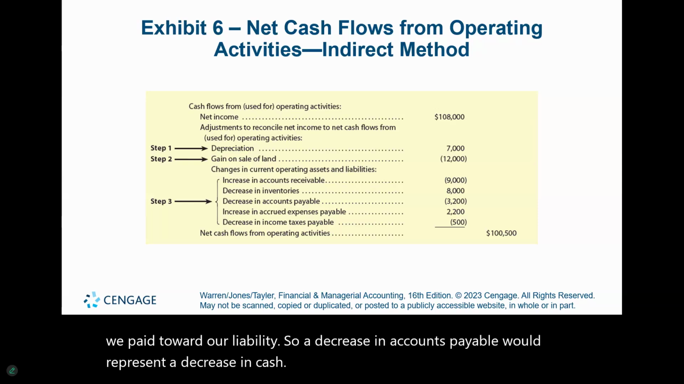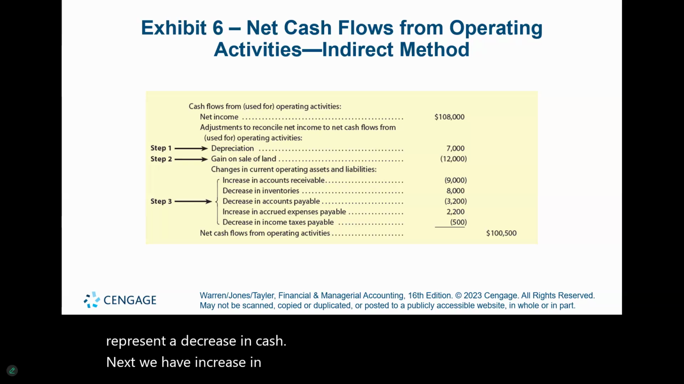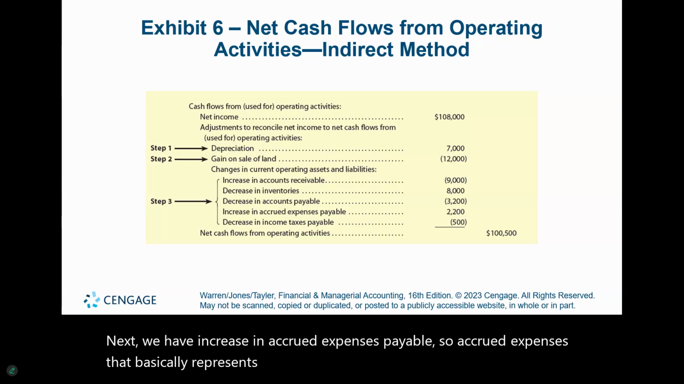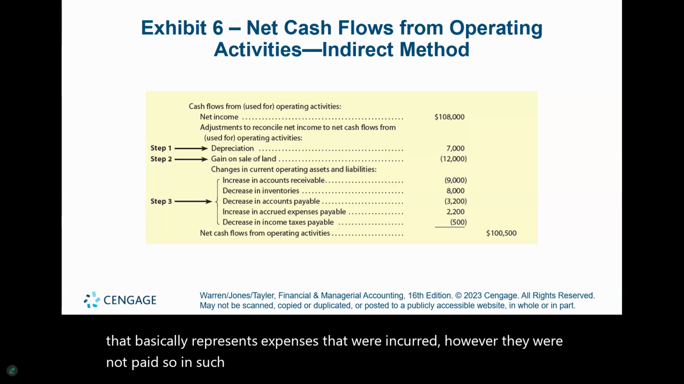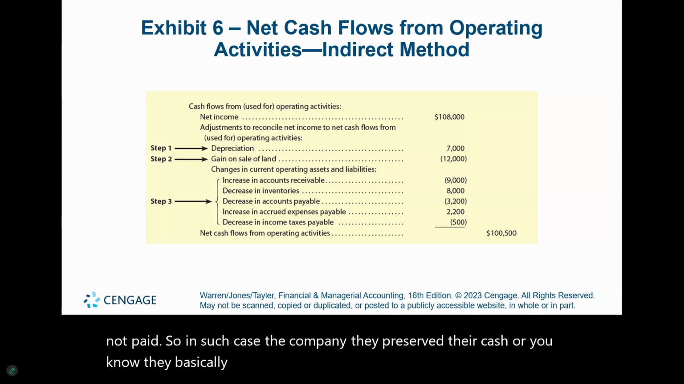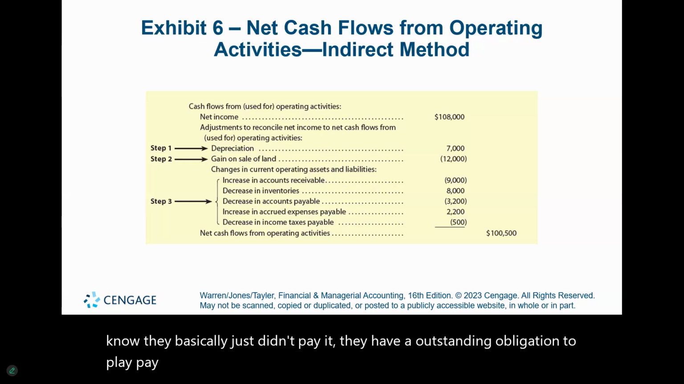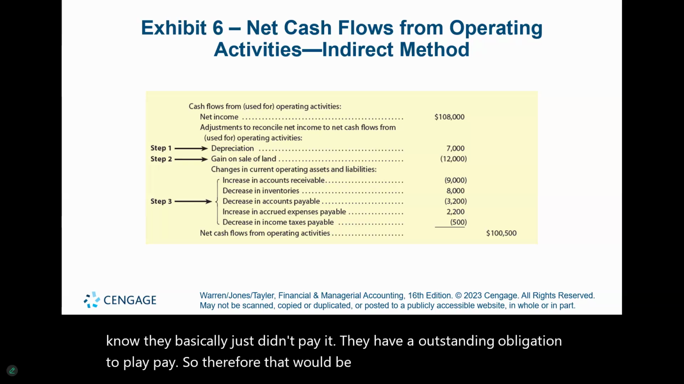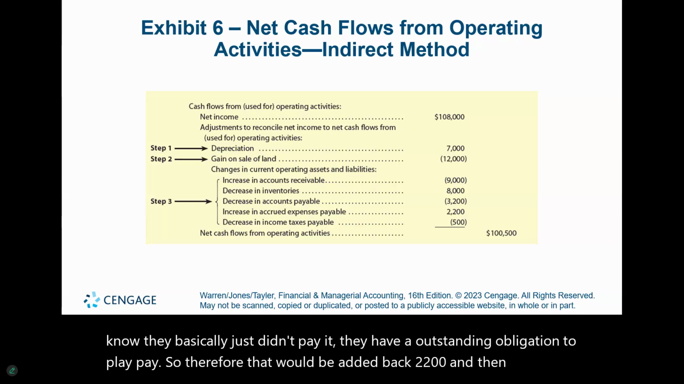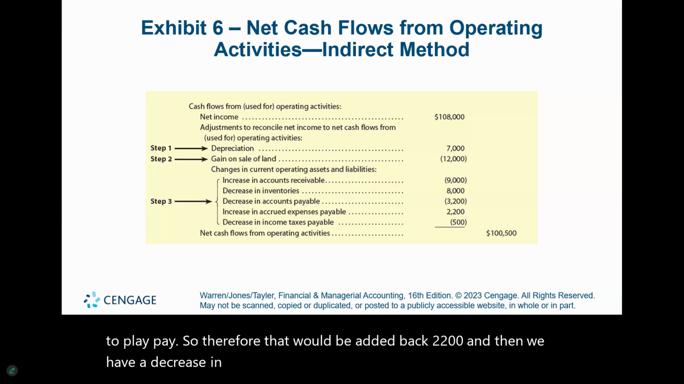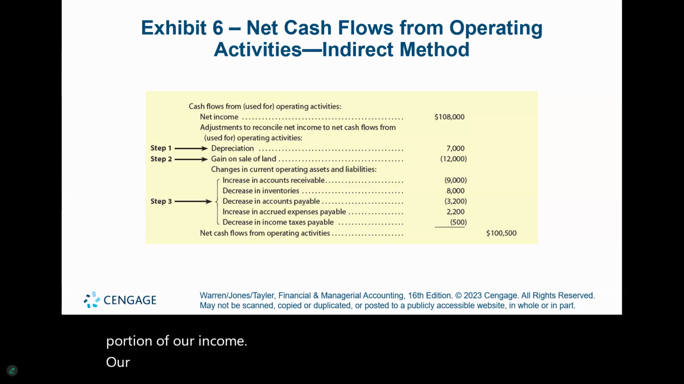Next, we have increase in accrued expenses payable. So accrued expenses, that basically represents expenses that were incurred, however, they were not paid. So in such case, the company preserved their cash, or they basically just didn't pay it. They have an outstanding obligation to pay. So therefore, that would be added back 2,200. And then we have a decrease in income taxes payable. So therefore, we paid off a portion of our income taxes, our liability. So therefore, that is a decrease.